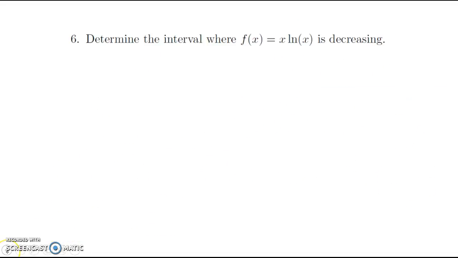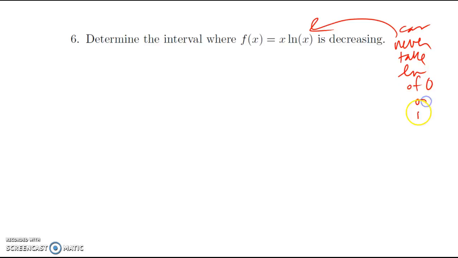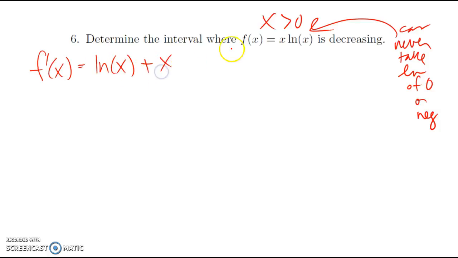All right, it says in number 6, determine the interval where this is increasing. Well, the thing to notice about this function itself is that you can never take the natural log of 0 or a negative. So for this function itself, the domain is x greater than 0. That'll affect us a little bit as we move forward. So we take f's derivative. The derivative of x is 1 times the natural log of x, plus x times the derivative of natural log, which is 1 over x. So it's natural log of x plus 1.